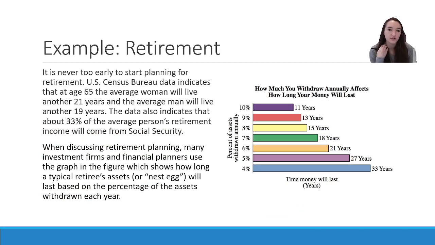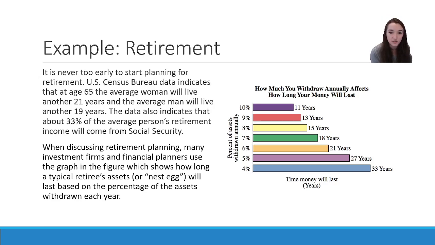All right, let's try another example. So this one's about saving for retirement. It's never too early to start planning for retirement. The U.S. Census Bureau data indicates that at age 65, the average woman will live another 21 years and the average man will live another 19 years. It also indicates that about 33% of the average person's retirement income will come from Social Security.